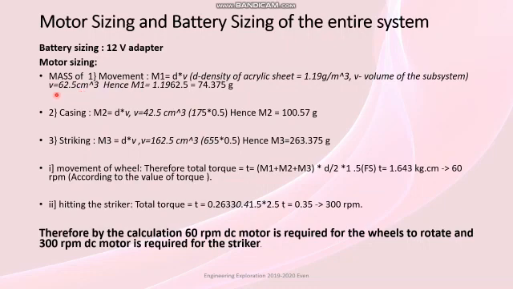According to the calculation, we got V as 62.5 centimeter cube. Hence M1 is density into volume. Density is 1.19 into 62.5. We got 74.375.